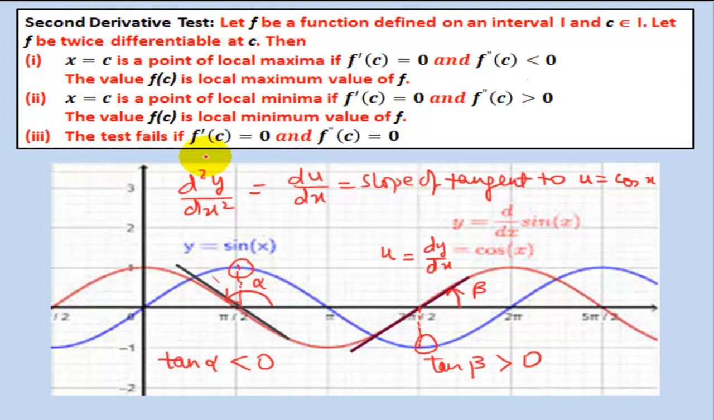Now it may also happen that we have a critical point but the second order derivative over there is coming 0. Then we cannot proceed with this test. This test fails over there. Then in order to optimize the function, we need to use the first order derivative test only.